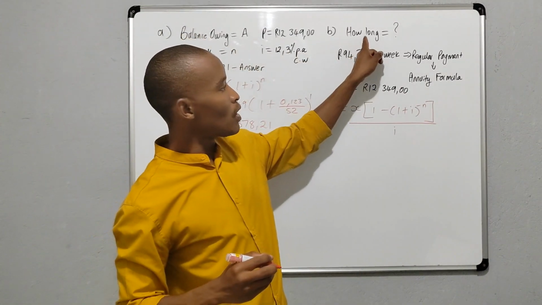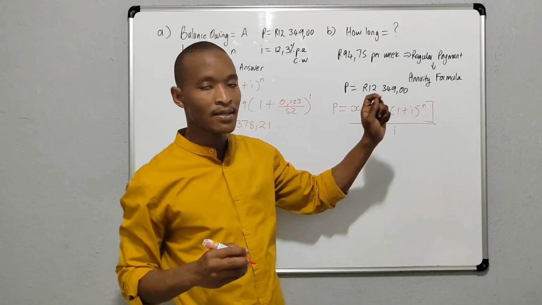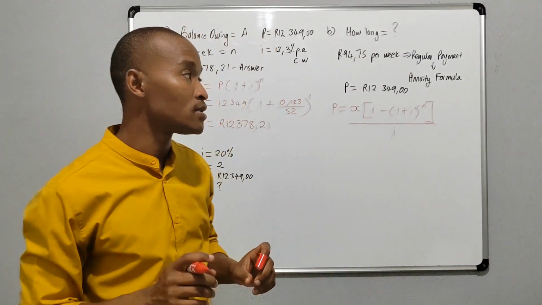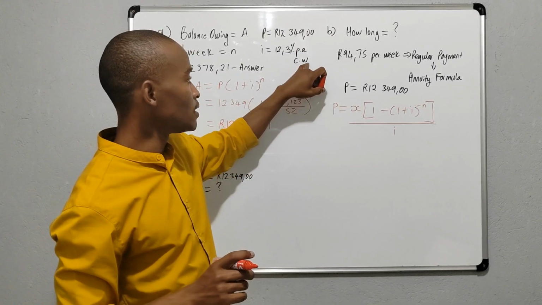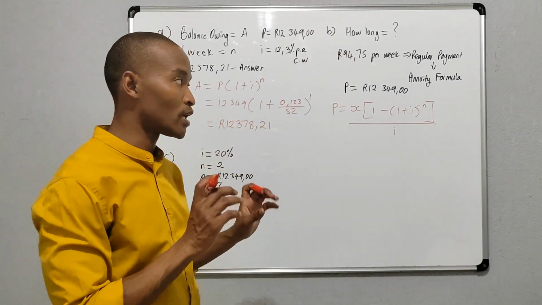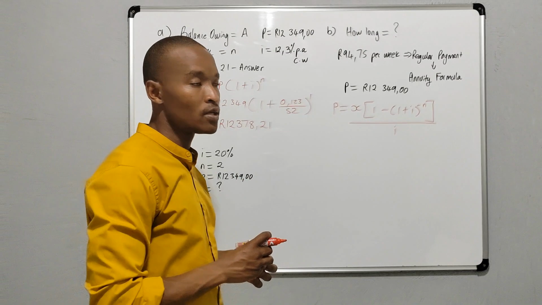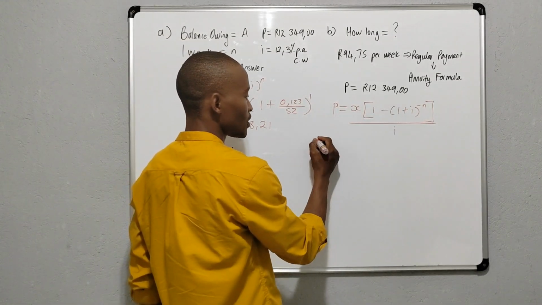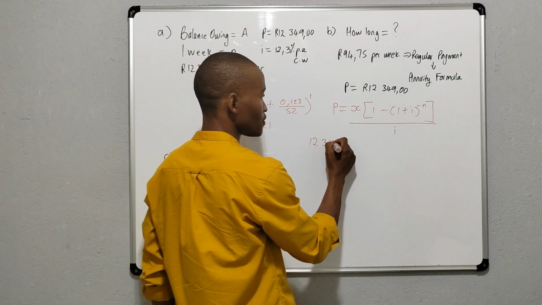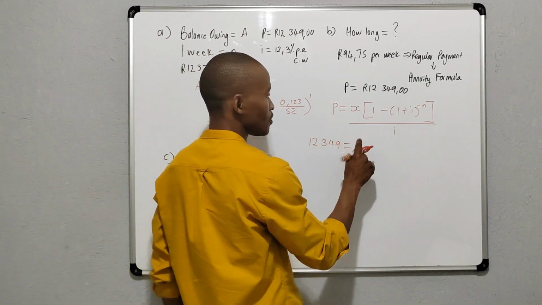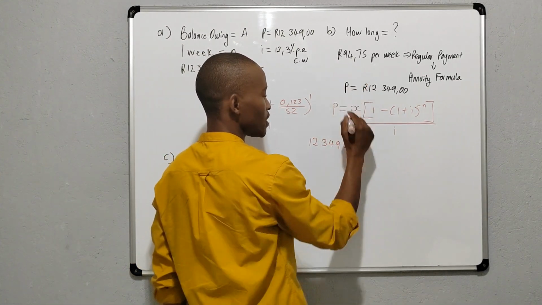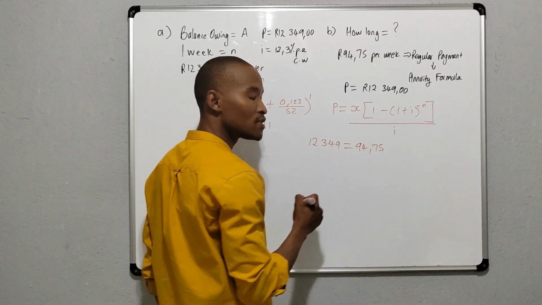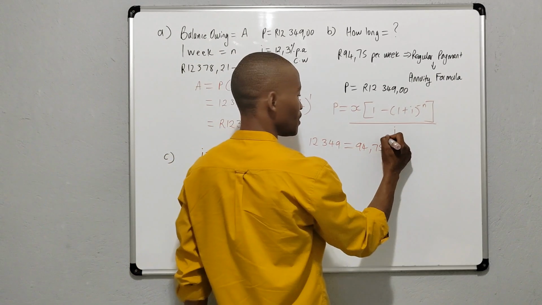What are we looking for? How long? So which variable is that? That is the variable n, but remember, we are dealing with weekly payment periods, so that will be a factor that definitely goes into the equation itself. So we substitute correctly, 12,349 equal to what is the regular payment she's making, 94 rands 75, okay?